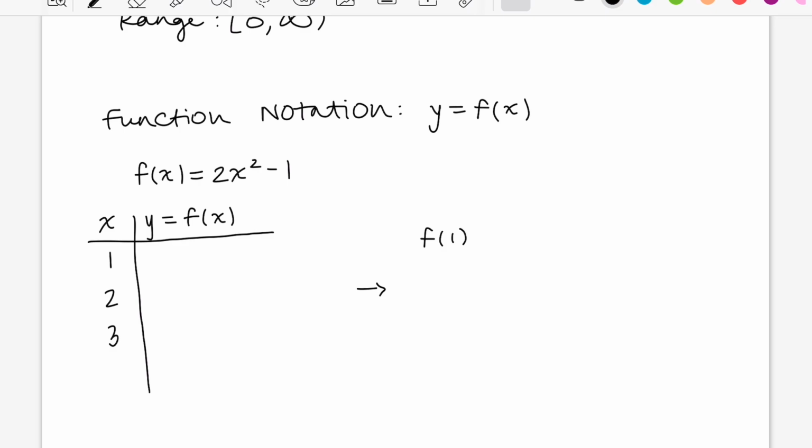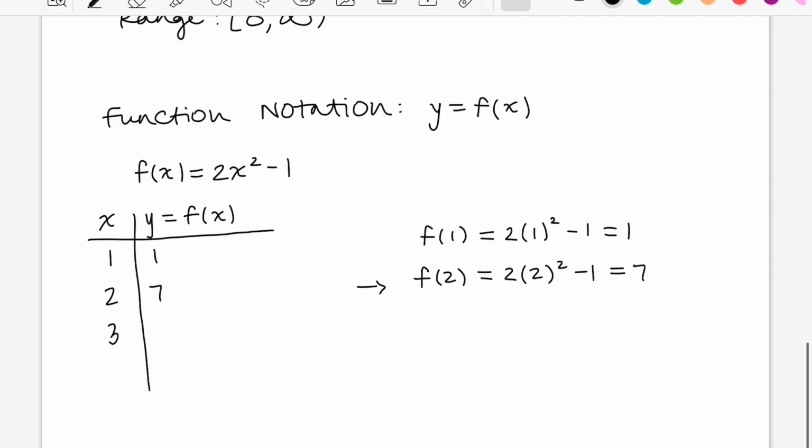So first, looking at f of 1, this means we're plugging 1 into our function. We get 2 times 1 squared minus 1, and we just get 1. All right, doing the same thing, let's put that here. Now let's say we wanted to figure out what f of 2 is. We again just plug in 2 wherever we see an x. So we'll get 2 times 2 squared minus 1. So we get 2 squared, which is 4, times 2, which is 8, and then we take away 1, so that is 7.